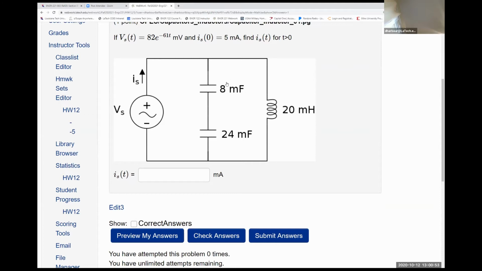Because this is a good little circuit right here. If you've got a good handle on this one and what you have to do here to make this work, then you've got a good handle on capacitors and inductors coming out of this series of lectures, and you'll be ready to move into the first order DC transient problems starting this Wednesday.